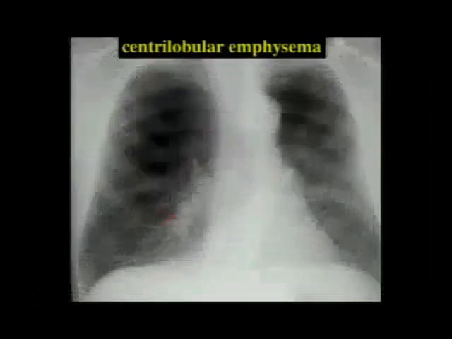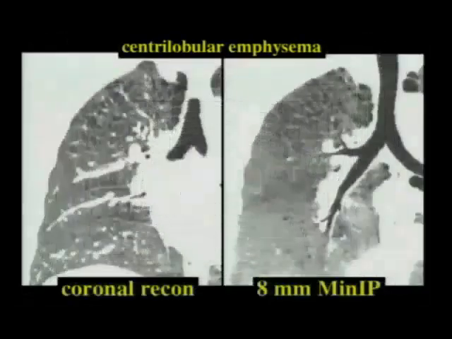On chest radiograph, what we will see is emphysema that predominates in the upper lobes. The upper lobes appear relatively lucent, the lower lobes relatively dense with larger vessels. Here a reconstruction in a different patient with centrilobular emphysema, but you can see the predominance of these spotty areas of lung destruction in the upper lobes.